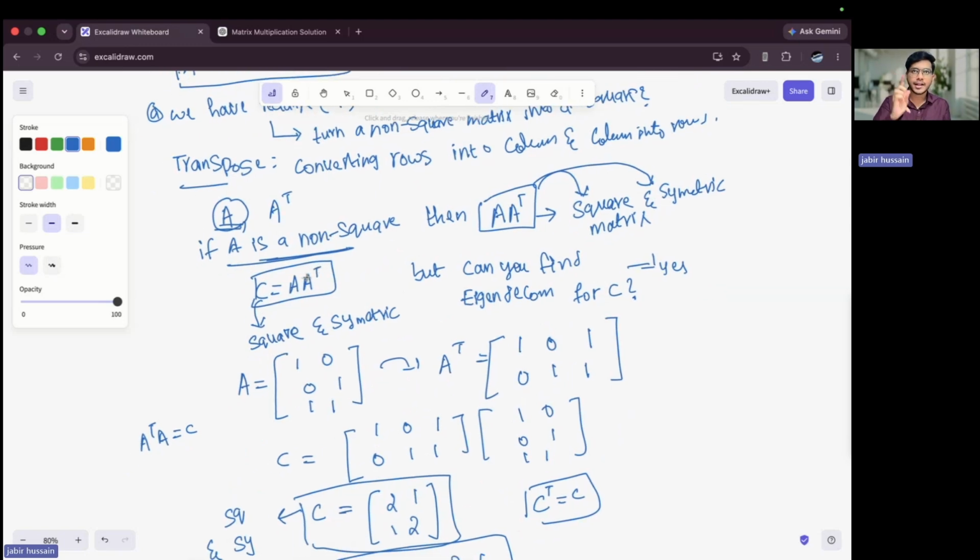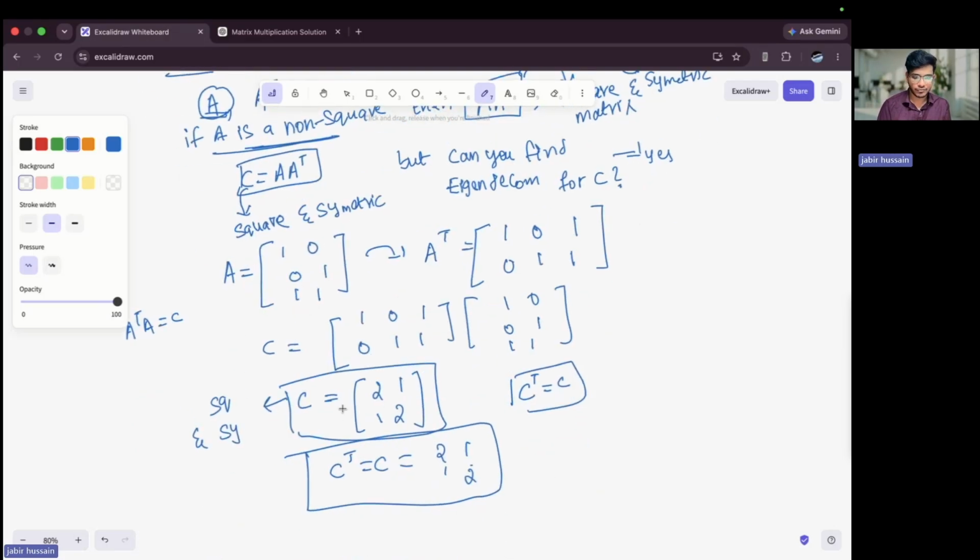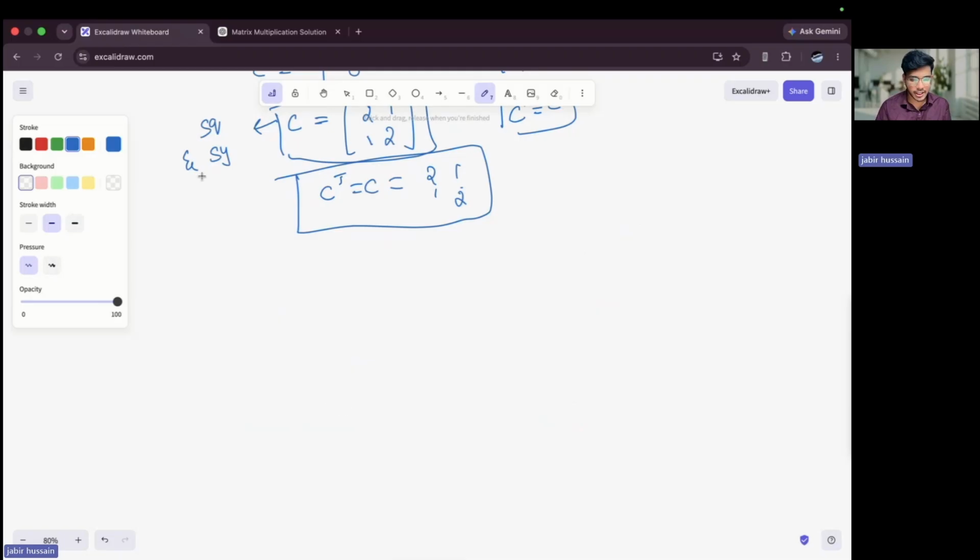We take a rectangular matrix and we'll try to see whether, from this matrix, we can get a square matrix. Yes, we can get a square matrix by multiplying with its transpose. And when you multiply with the transpose, you will get C. Okay, now step two is to find the eigendecomposition for C. That's what we do here.